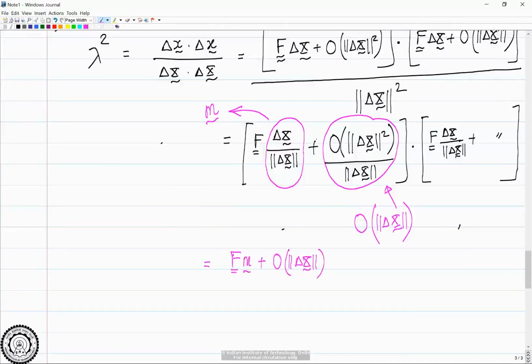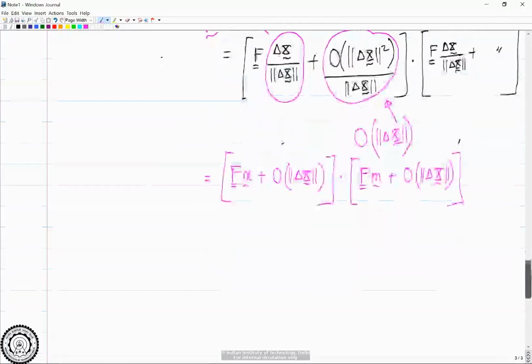You know, the nice thing about this big O is that you don't have to worry whether this term is scalar, vector, tensor, or whatever. You just write it as big O. Okay? And I then dot it with the same thing, F M plus big O delta capital X. All right, so what do I get then?